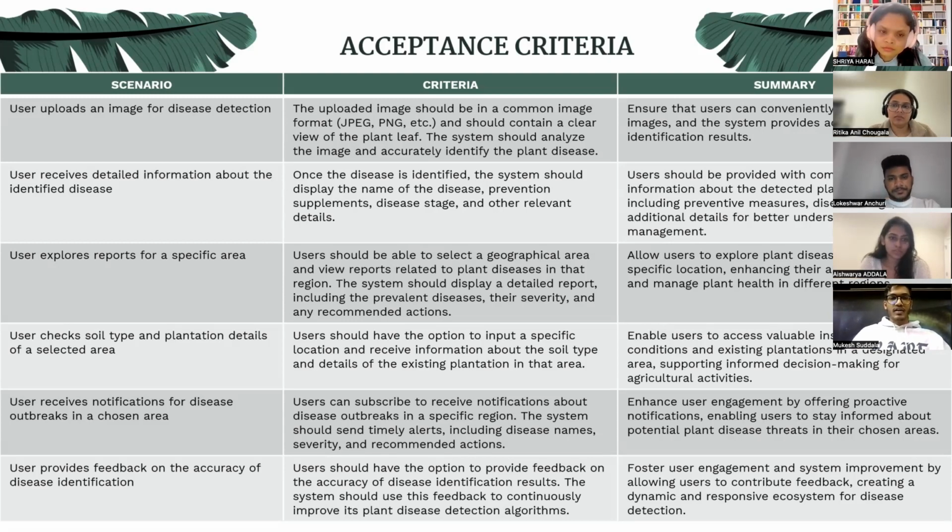Once the disease is identified, the system should display the name of the disease, the prevention supplements, and other details relevant to the image. The user should also be provided with comprehensive information on the detected plant disease, like preventive measures, disease stage, and additional details for better understanding and management of the disease.